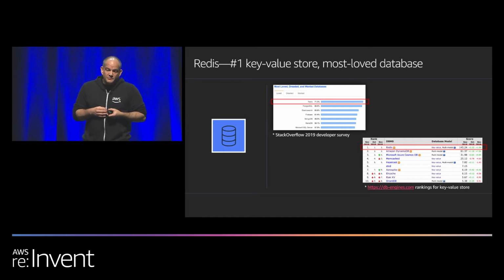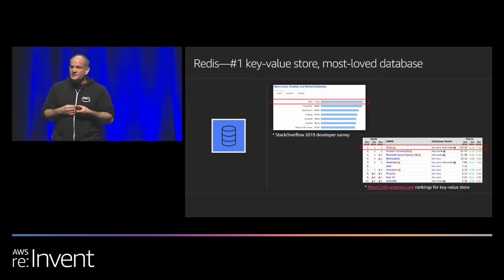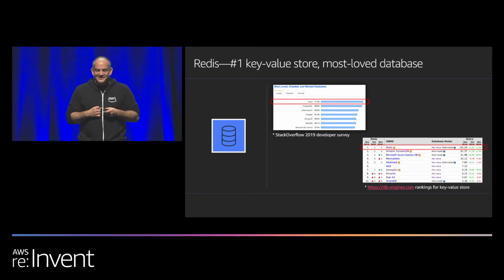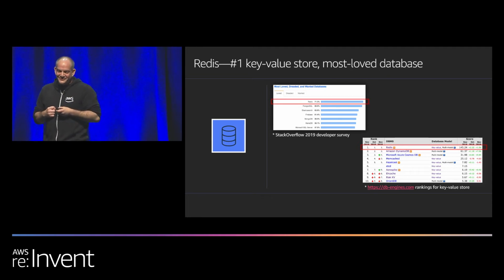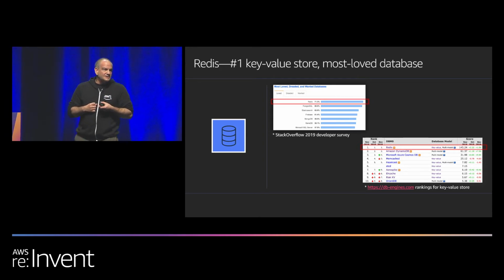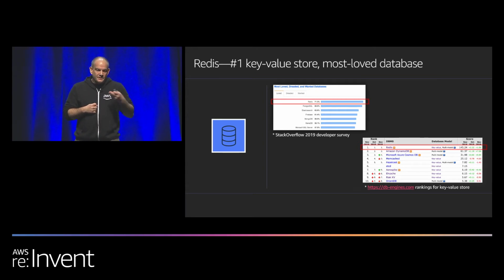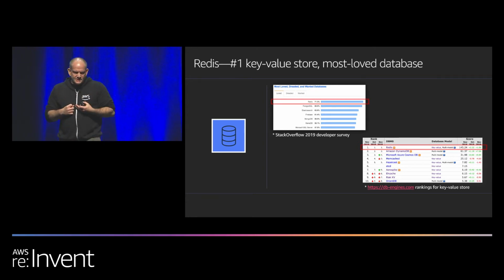Redis is also very popular in the industry. If we look at the Stack Overflow survey, I think it's the third year in a row where it's the most loved database. You don't want to know what's the most hated one, but we can talk about that after the session. And it's also ranked as the first database in key value data store in this DB-Engines survey.